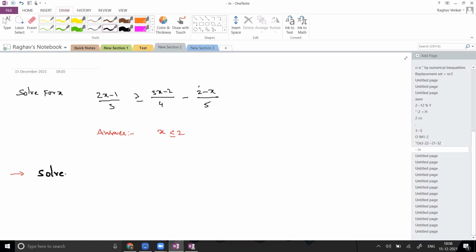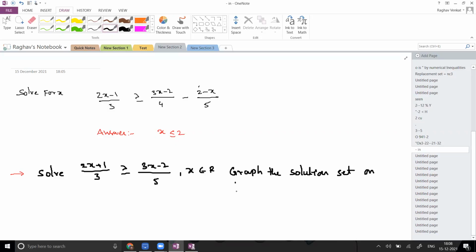Solve (2x plus 1) by 3 greater than or equal to (3x minus 2) divided by 5, where x belongs to R. Graph the solution set on the number line. First, give the equation you are getting.